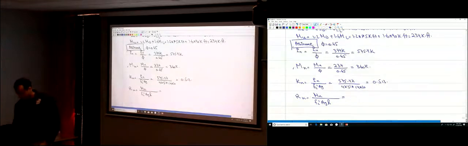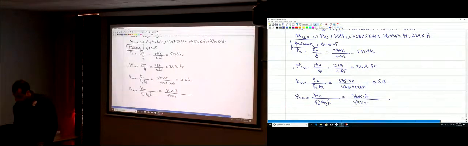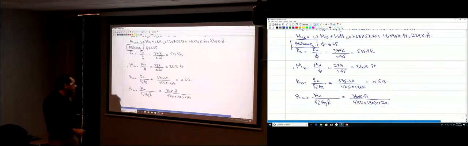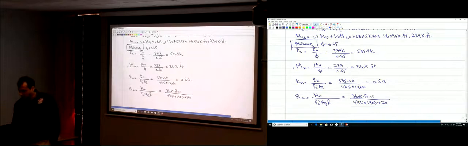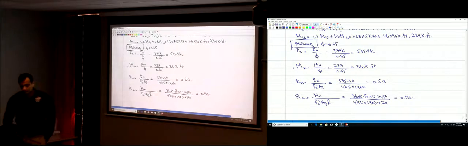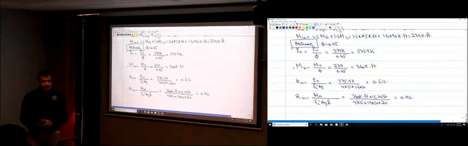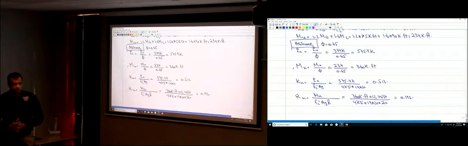Here you have to be careful with the units. You have 360 kips feet divided by Fc prime, which is 4 ksi, multiplied by area gross, which is 14 by 20 inches, and H is 20 inches. The units are not consistent, so I have to multiply by 12 to change the moment from kips feet to kips inches. And then Rn is 0.193. This is Kn and Rn that are applied on the column.